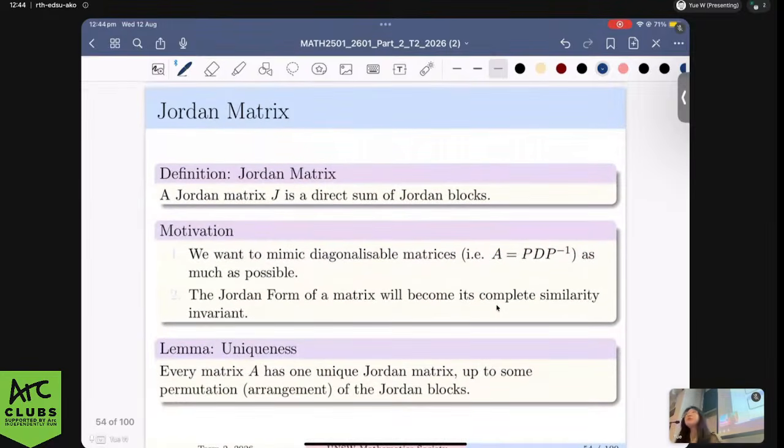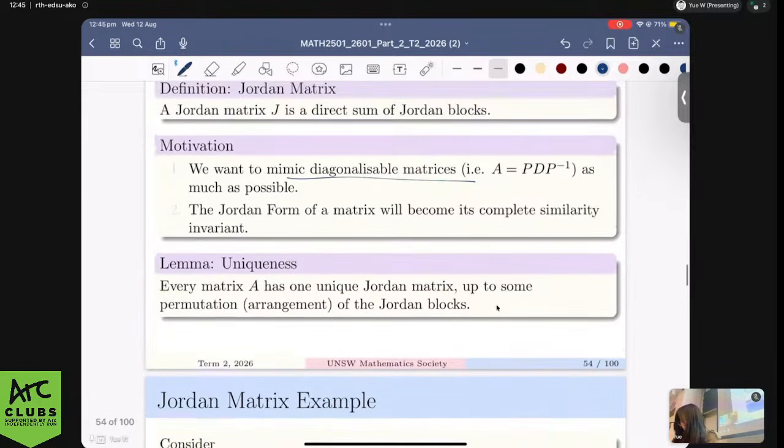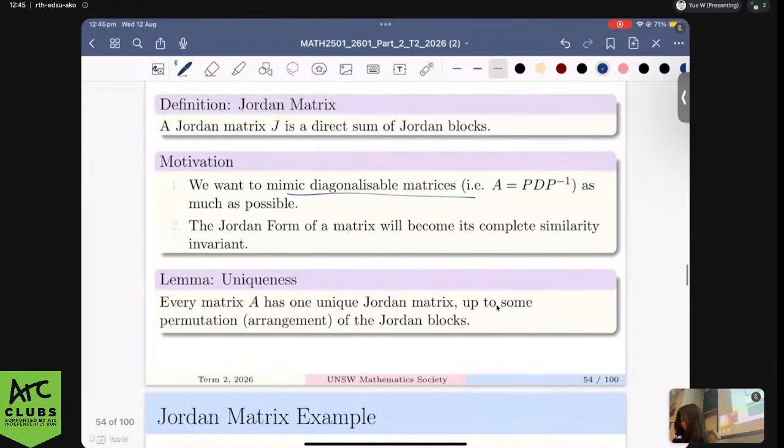Okay, so Jordan matrix. We have seen this from before, it is basically just the direct sum of respective Jordan blocks. And we want to, in a way, mimic diagonalizable matrices as much as possible. So the Jordan form of a matrix will become its complete similarity invariant. And we also know that every matrix A has one unique Jordan matrix up to some permutation, which is a very useful property in proving a lot of things in linear algebra.